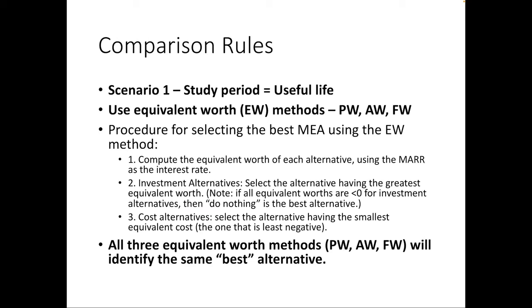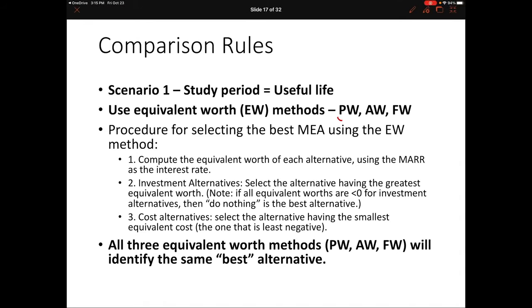For the first scenario, it's very easy. The study period equals the useful life, and all the useful lives of different options are the same. So to do that, as I said, you just use equivalent worth methods. You can calculate PW or AW or FW, right? And then you just compare which one is bigger. And if it is investment alternatives, you just find the bigger one, the more positive one, as the good option.